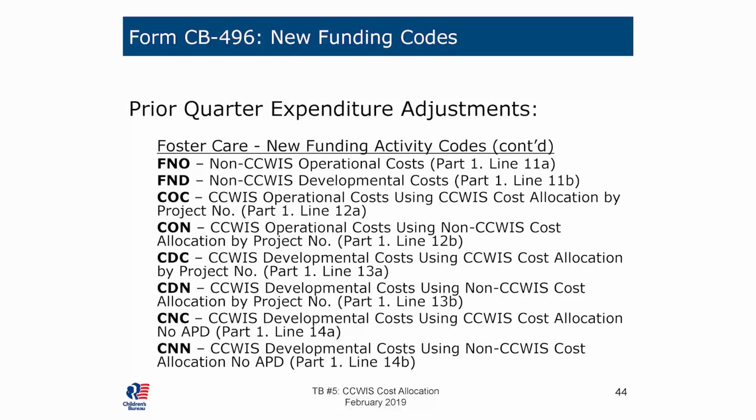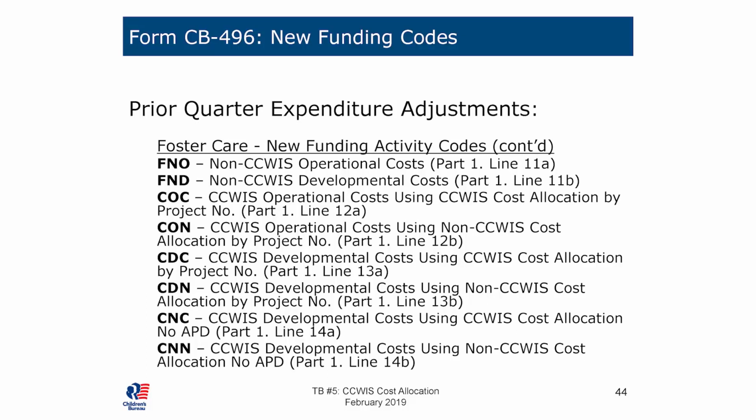And the reason that needs to be the case is we wanted to reduce the burden. We did not want to set up separate prior quarter funding codes for each project number. So as long as you identify in Part 1 the net total by project number for prior quarter adjustments, you only need to show the proper funding code for purposes of reporting in Part 2.